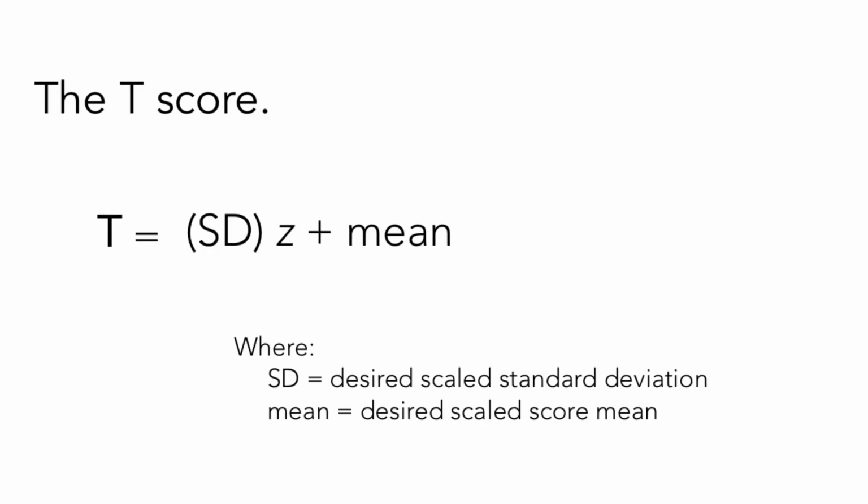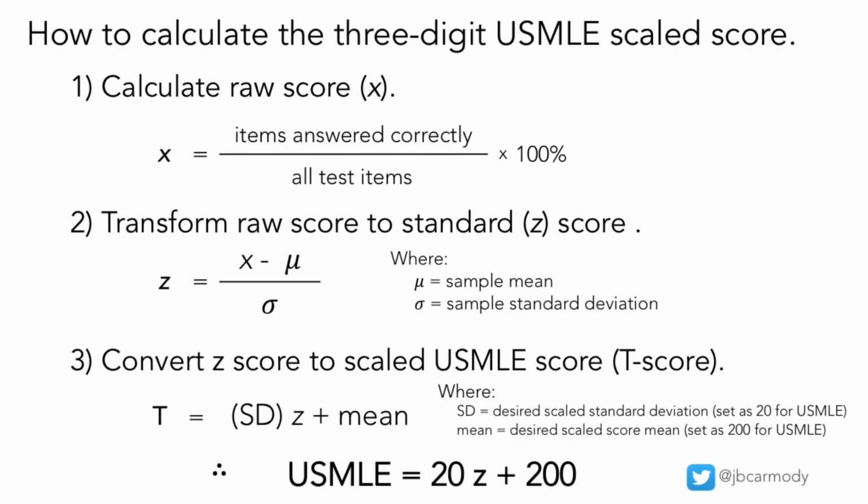We can make a scaled score using any scale that we want with any mean and any standard deviation because all the scaled score is a linear transformation from the z-score. And this is the basic formula that's used. Technically, this is called a t-score. So we set the standard deviation and we set the mean, and that results in the t-score. And folks, this is all that the USMLE 3-digit score is. It's a t-score.